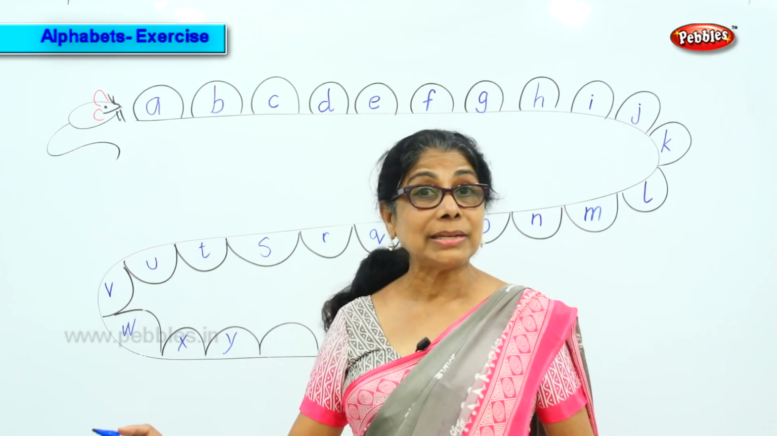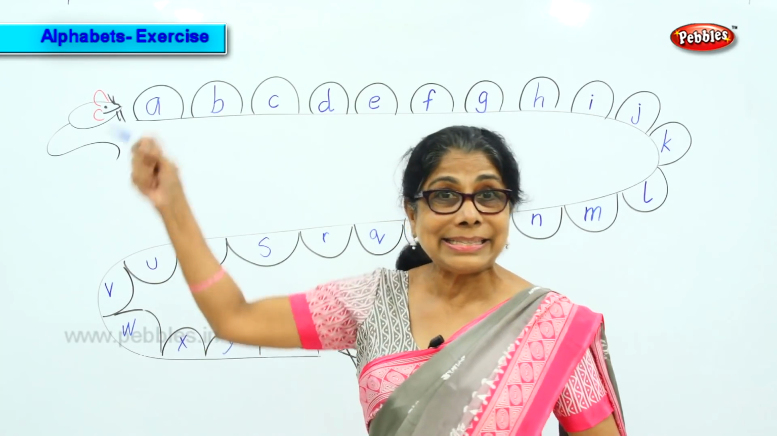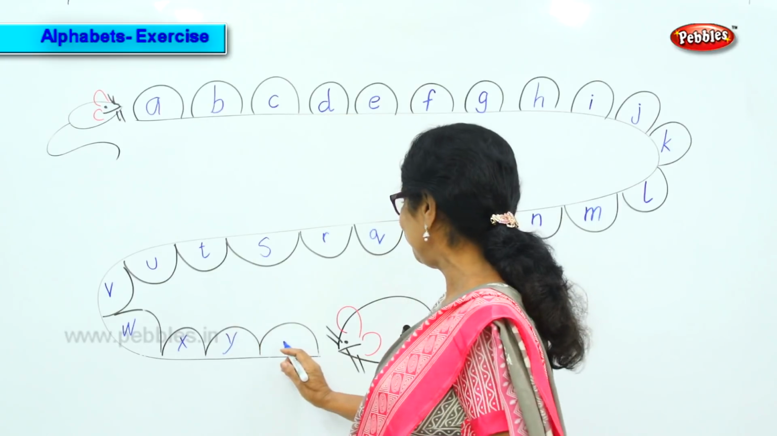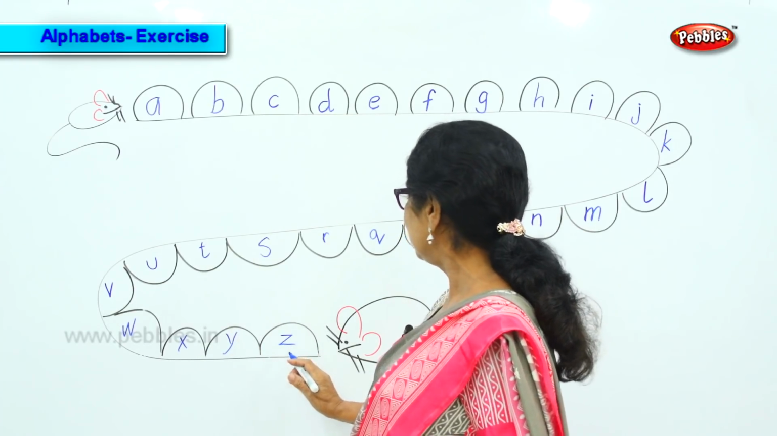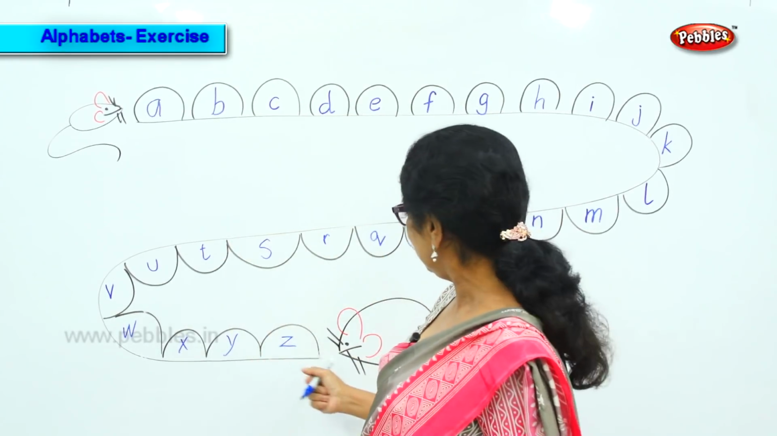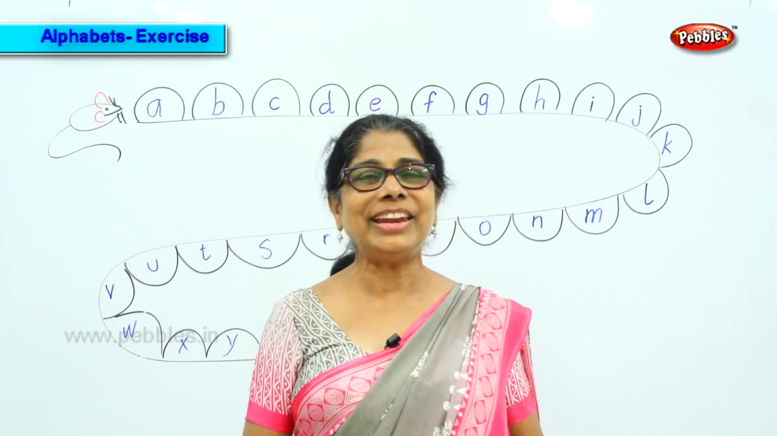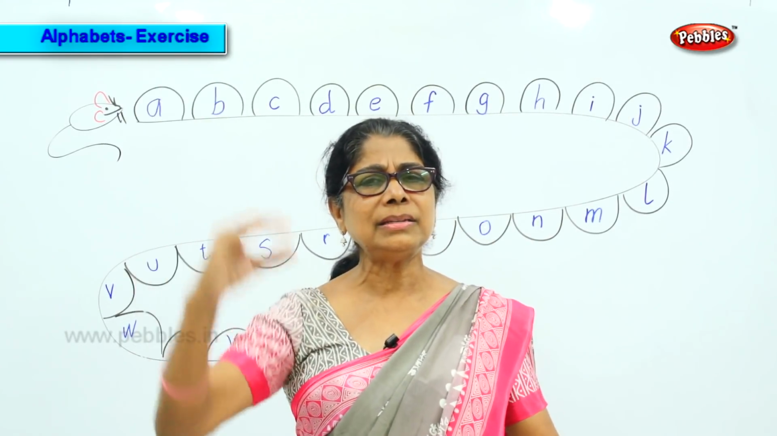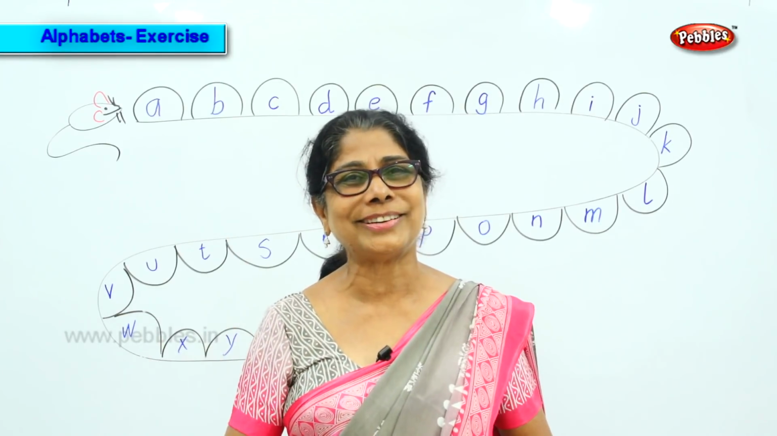Yeah, the mouse is going to reach her mama. Last one. Z, the buzz. Now, I am sure jumping over all this, she reached mama. Nice, no? Very good. So, you learned big letters, small letters. Very good, children.